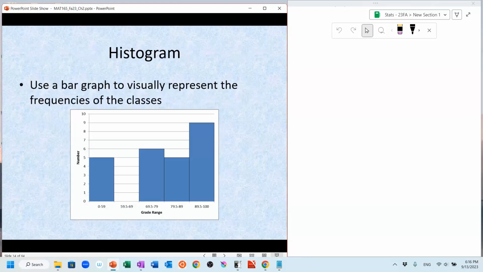So the most basic form of graph that we can come up with is, I think, a histogram. We all have seen these before. We may have created them before. And this is just a graphical representation of the frequencies associated with each class. So we see our grade range data that we discussed quite a bit in class. We see that we had those 5 bins, those 5 classes for the frequency distribution, the catch-all category 0 to 59, the 59.5 to 69, 69.5 to 79, and so on, up to the 89.5 to 100.